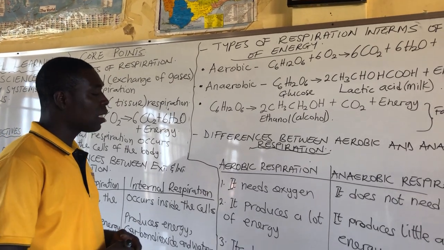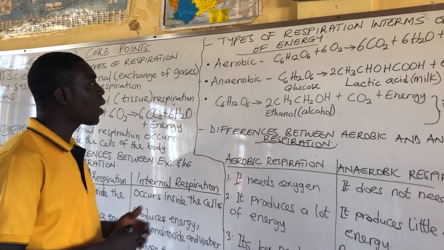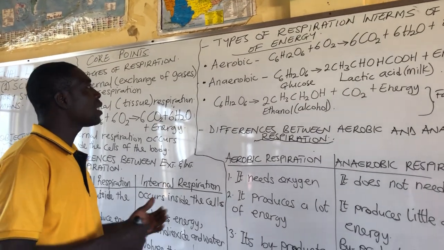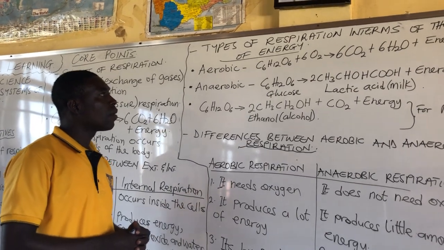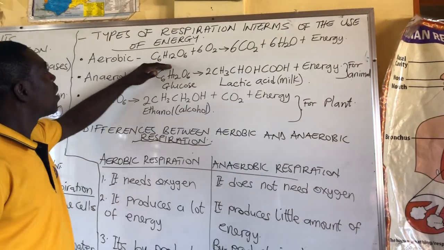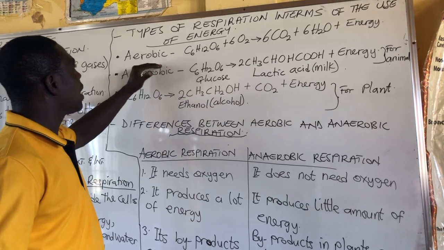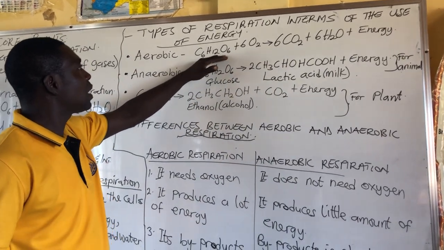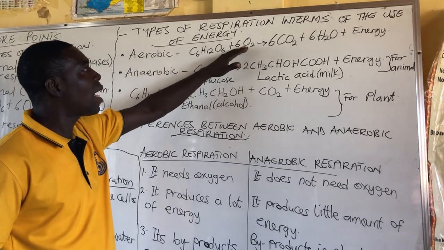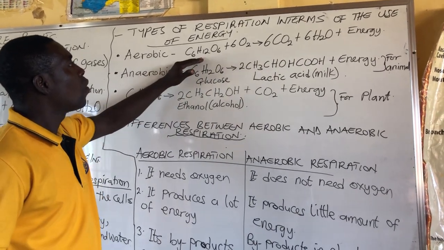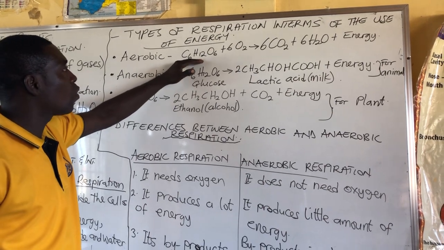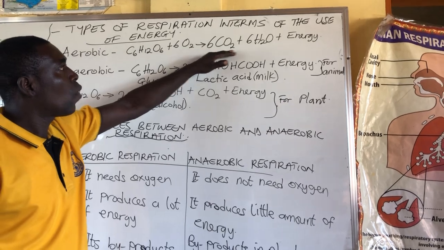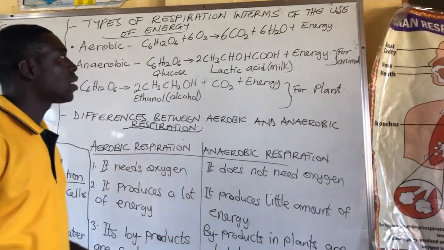And a lot of energy is also involved in aerobic respiration to break down food substances. So that is aerobic respiration. And we have this chemical formula representing aerobic respiration. So you can see that aerobic respiration involves the use of oxygen or air to break food substances such as glucose to form carbon dioxide, water, and also energy in the body.